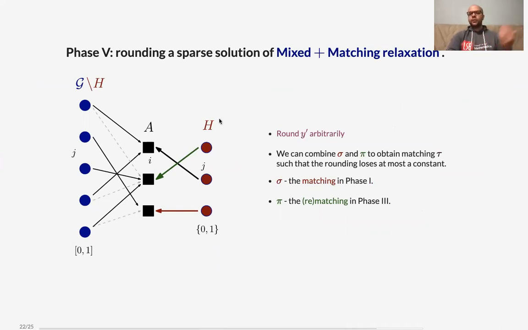We say that it suffices to round this fractional solution y prime on this side arbitrarily, and then by our choice of H, that is the matching sigma that we use at the very beginning, and the rematched matching that we use in phase 3, we can combine these two matchings such that whatever you did in the rounding here, we can actually recover enough value for each of the agents such that the final solution is only a constant factor away from the optimum. And this is just a short overview of what the algorithm does. I invite you to check out the paper for more details.